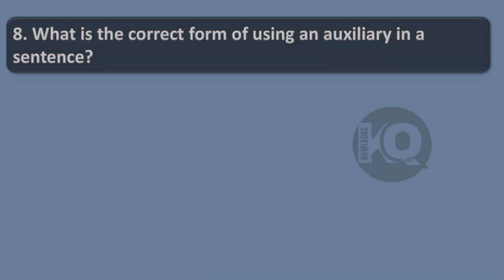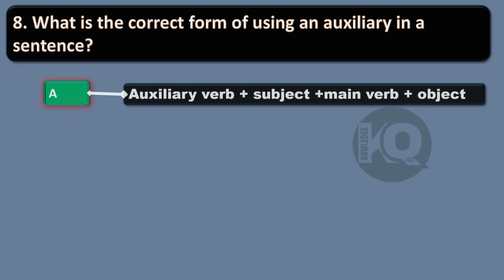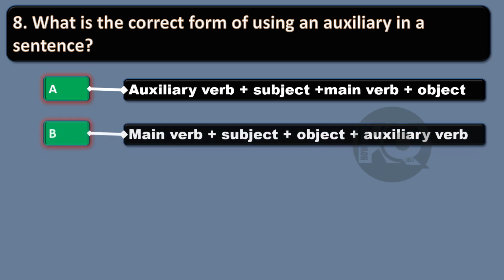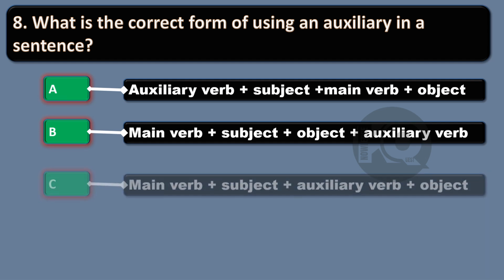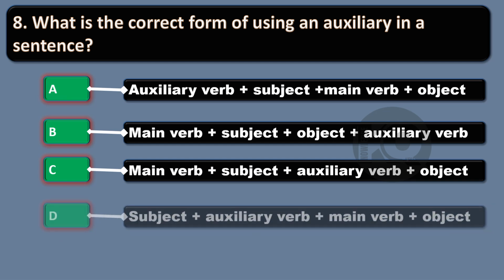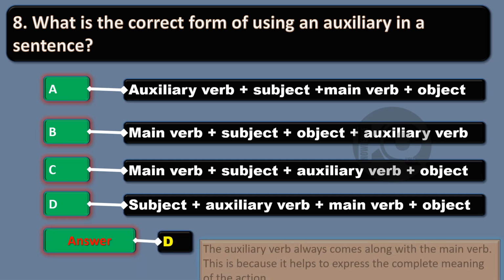Number 8. What is the correct form of using an auxiliary in a sentence? A. Auxiliary verb plus subject plus main verb plus object. B. Main verb, subject, object, auxiliary verb. C. Main verb, subject, auxiliary verb, object. D. Subject, auxiliary verb, main verb, object. So the answer is D, which is subject plus auxiliary verb plus main verb plus object.